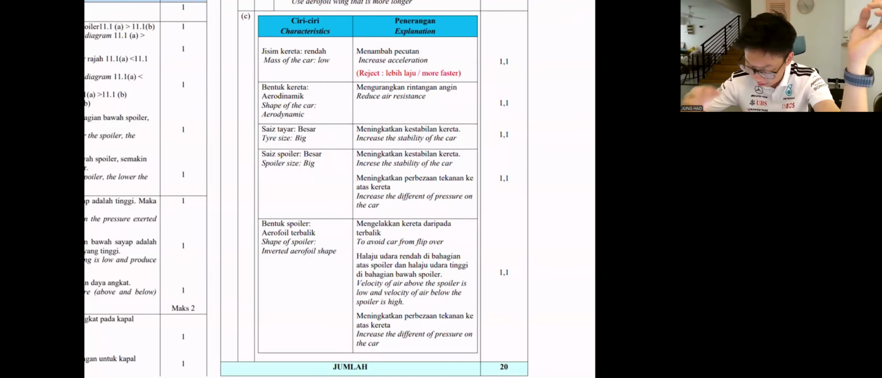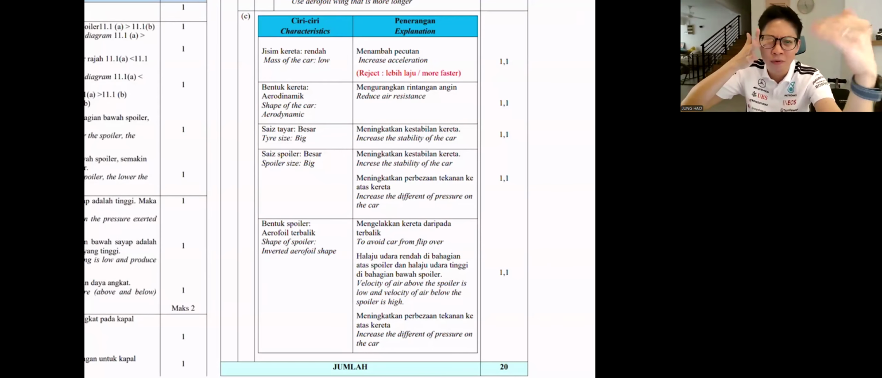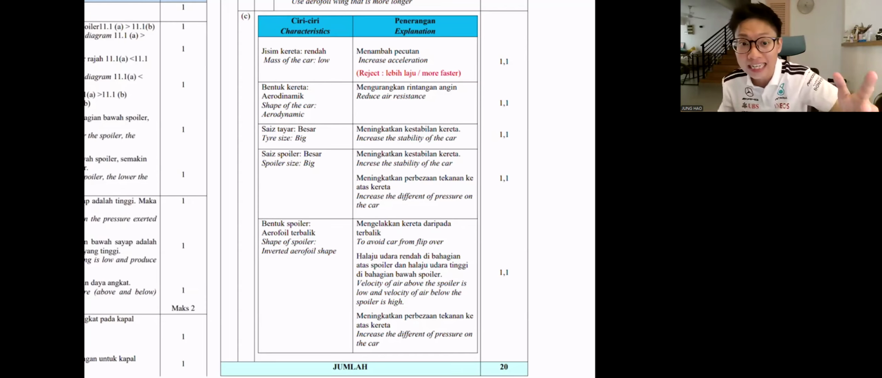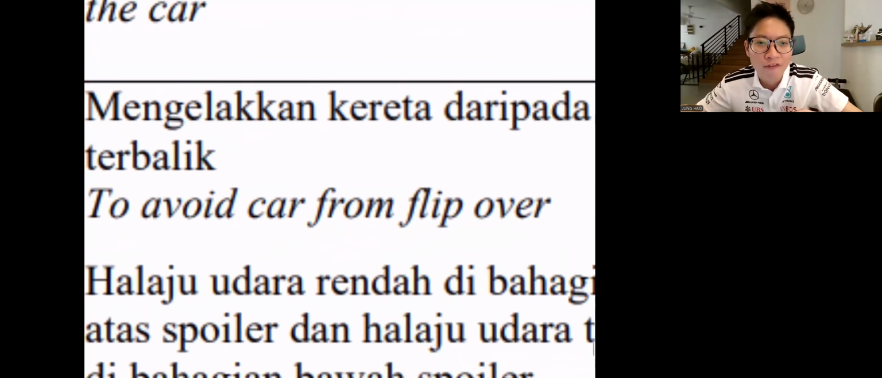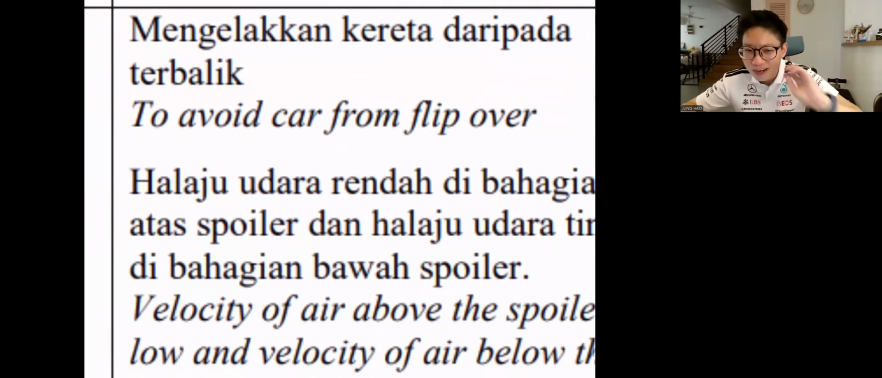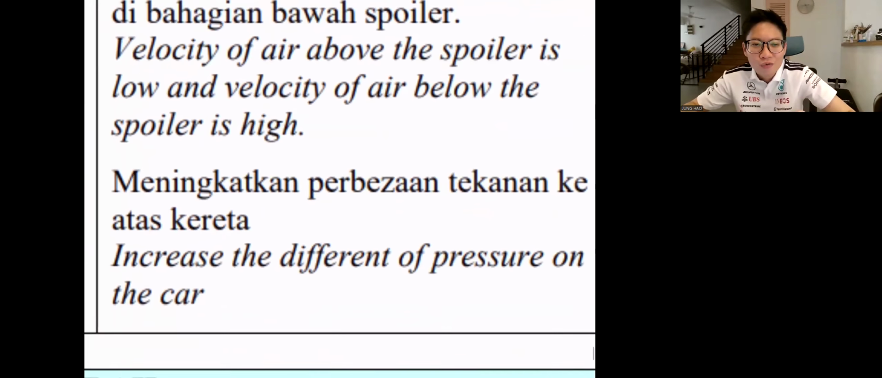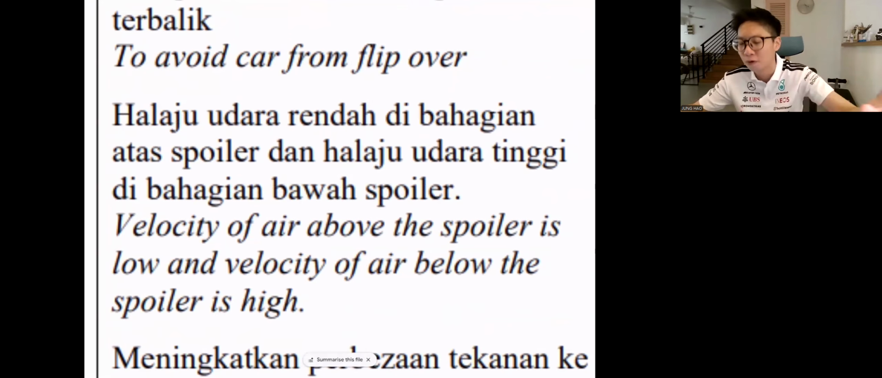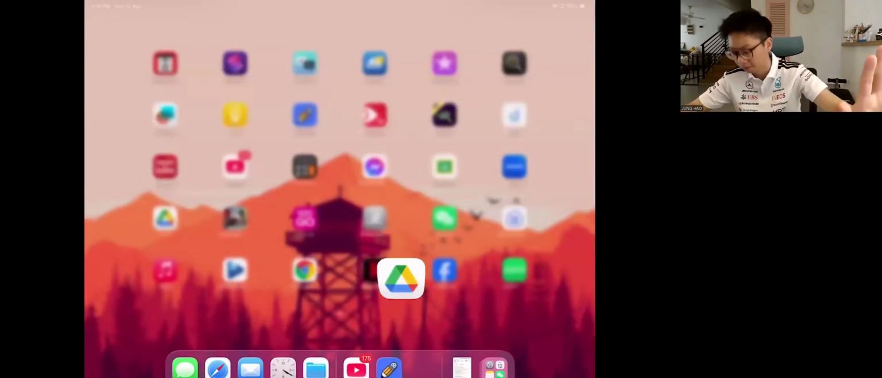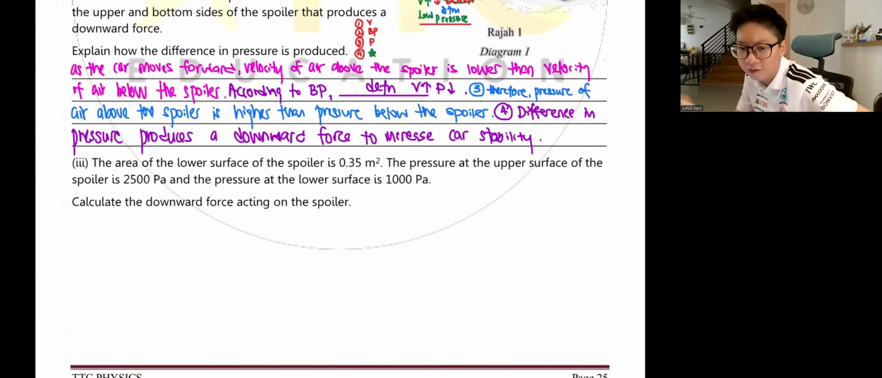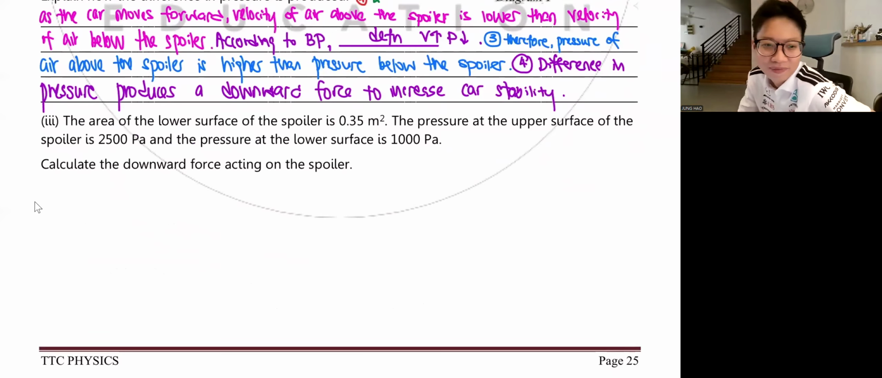And then after that, you have an aerofoil that is inverted. So therefore, you produce the pressure downwards. Of course, a lousy answer is to avoid the car from flipping over. So the velocity of air above is low and below is high, then you can produce the pressure difference. So this answer is so much better. Okay, last question for today. Let's talk about the calculation.